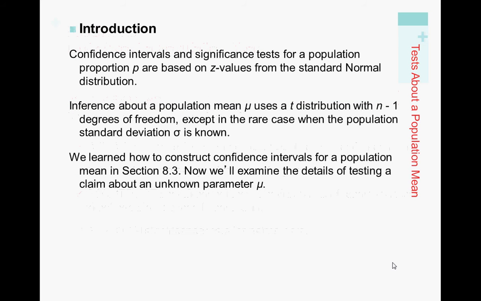Alright, so we know confidence intervals and significance tests for a population proportion, p, are based on z values from a standard normal distribution. But inference about a population mean, mu, has to use the t distribution with n-1 degrees of freedom, since its distribution tends to not quite be normal, except in the rare case when we know the population standard deviation. If that happens to be true, then we can use z-scores. Now, we learned how to construct confidence intervals for a population mean back in section 8.3. So now we'll examine how testing a claim about an unknown parameter mu will work with significance testing.